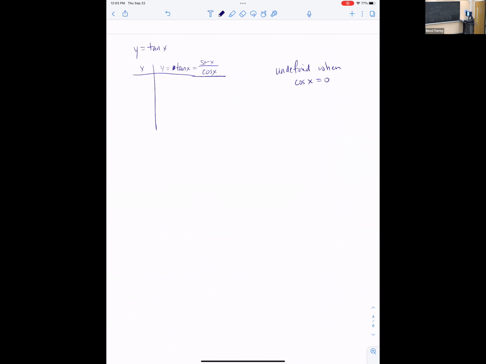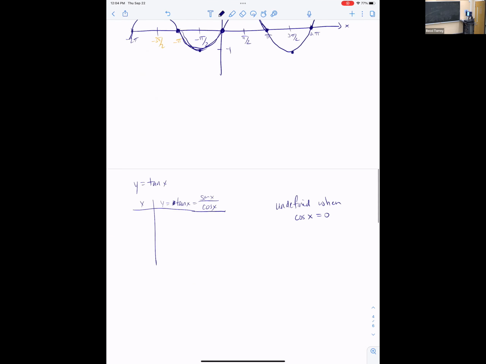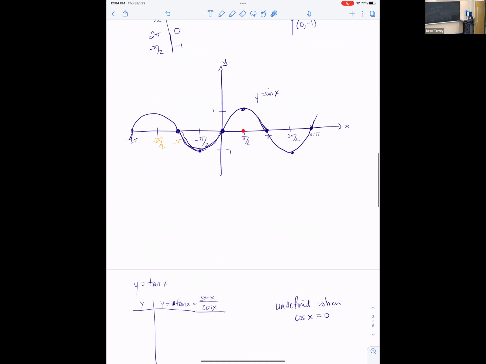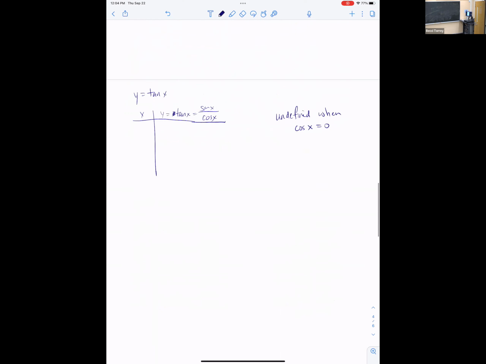And in particular, cosine of x is 0 when you hit the... here's our sine, right? So cosine of x is 0 at pi over 2, 3 pi over 2, minus pi over 2. So in particular, tangent goes through 0, 0. At pi over 2, it's undefined. At pi, it goes through 0. At 3 pi over 2, it's undefined. And similarly, you can go compute more values.